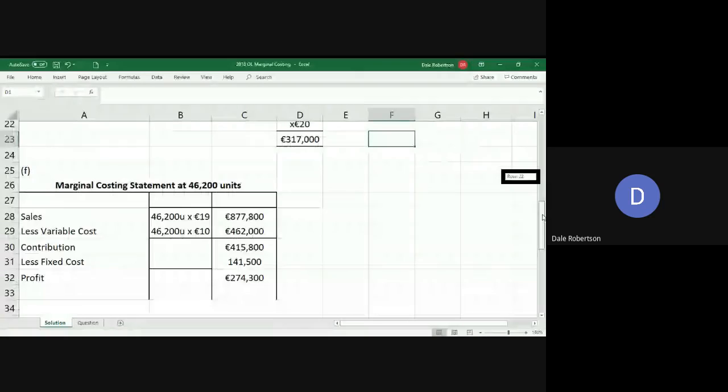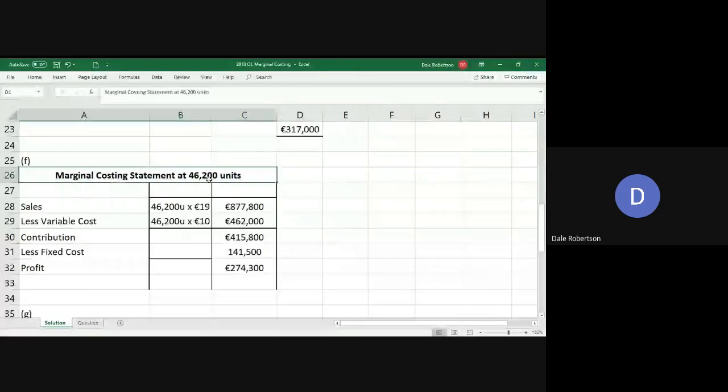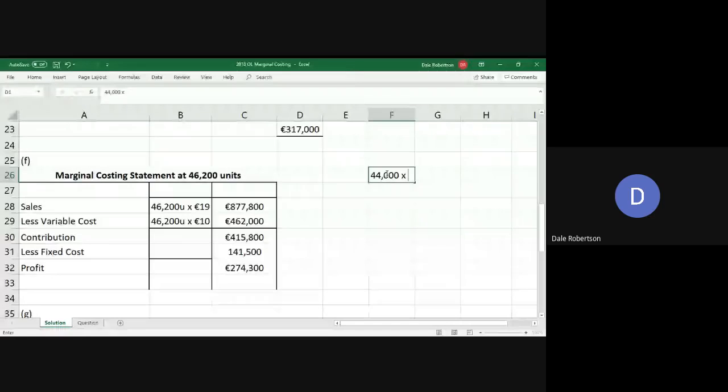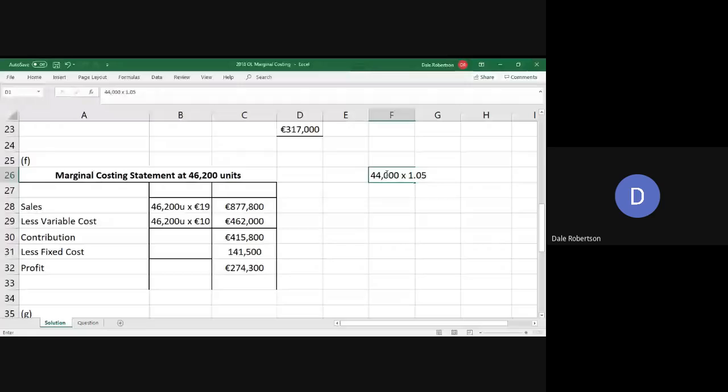So therefore, this is a marginal costing statement. It is 44,000, oops, sorry, 44,000 multiplied by 5%, and then add on the 5%. Or if you wish, you could multiply by 1.05 on your calculator. But we're adding on 5% on top. So now we are saying that our sales are going to be the new level of units, which is 46,200, by €19.